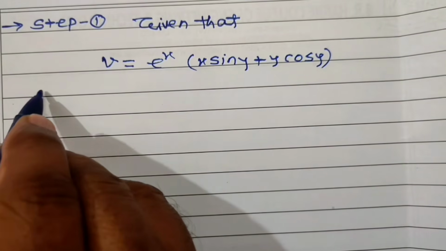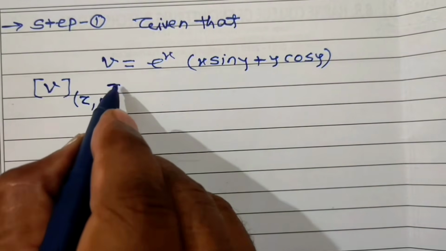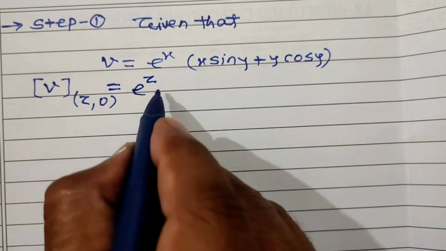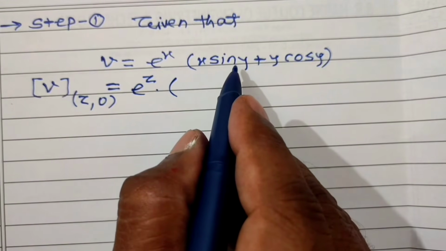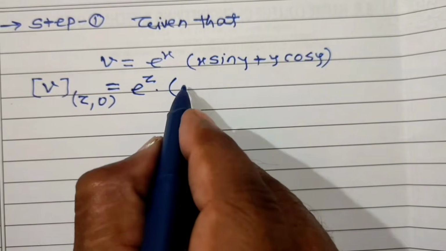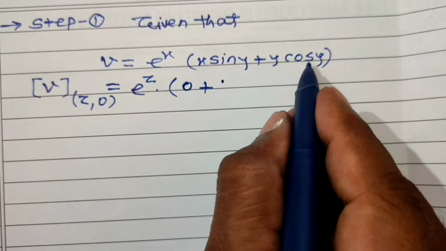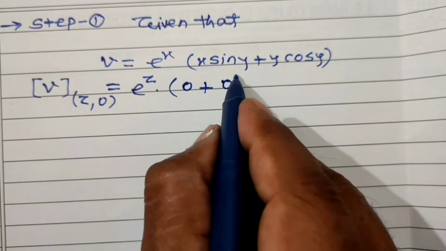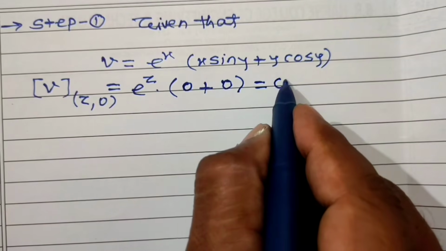Hence, v at z comma 0 is equal to e to the power z into x into sin 0. Sin 0 is 0. So, this term becomes 0 plus y into y is 0. 0 into cos y, this is also 0. Hence, v at z comma 0 is equal to 0.